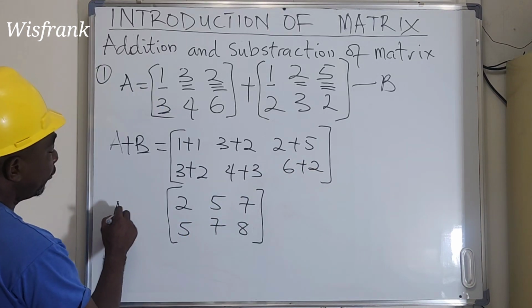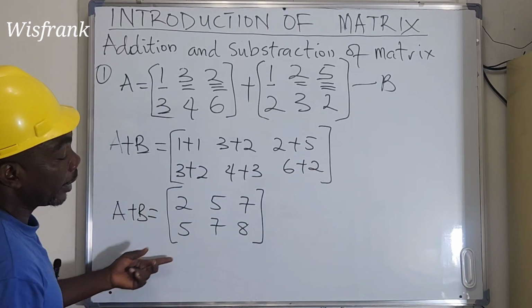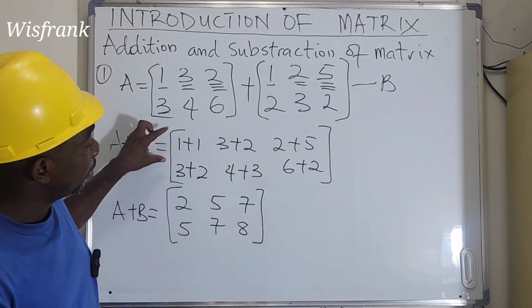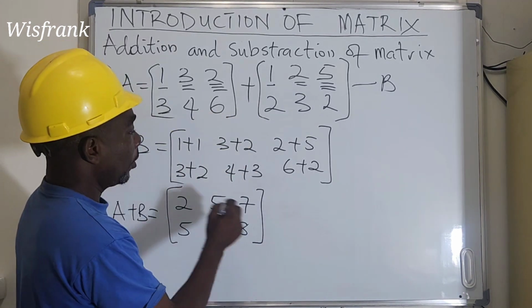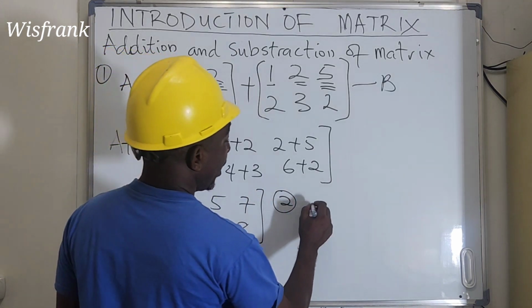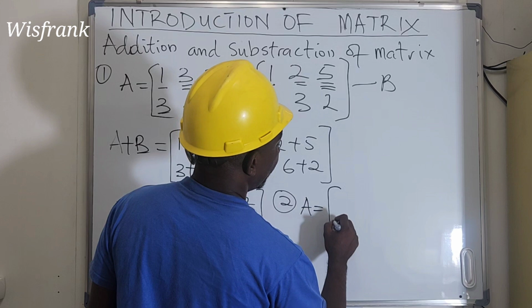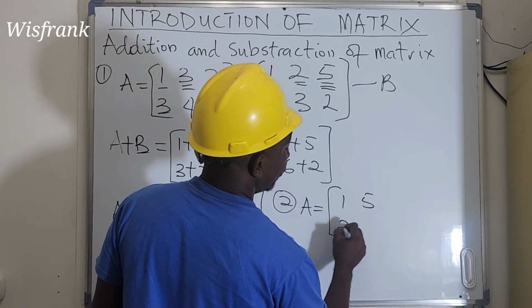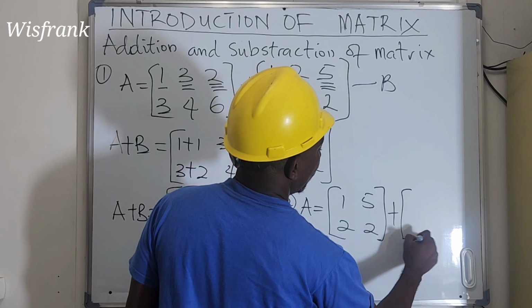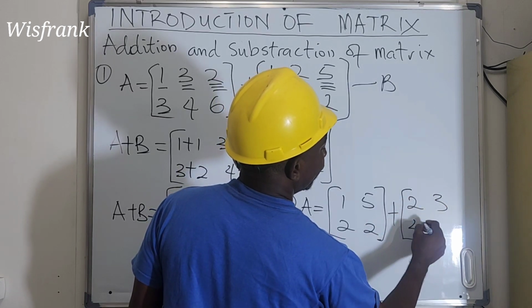So the addition of A and B matrix gives us the solution to the addition of this matrix. We can check another one. Let's say number 2. Let's add 2 by 2 matrix. We have another A equals to 1, 5, 2, and 2, plus another one 2, 3, 4, and 1.